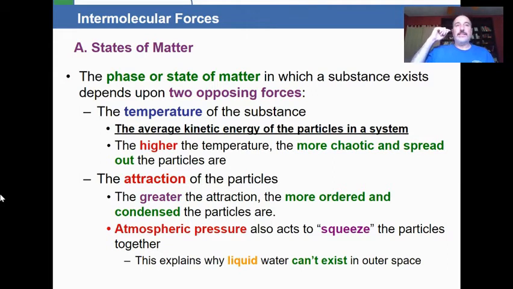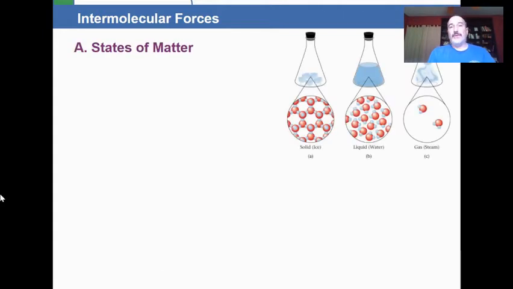So it's those two opposing factors: the temperature of the substance pushing out, and the attraction of the particles pulling them in, along with the pressure pushing them in. It's a combination of those that determines what phase or state of matter a substance is in. Now, there are many states of matter. Depending on your definition, I've seen as many as 27 different states of matter. The three main ones that we're going to focus on are the three that exist naturally here on Earth: solids, liquids, and gases.